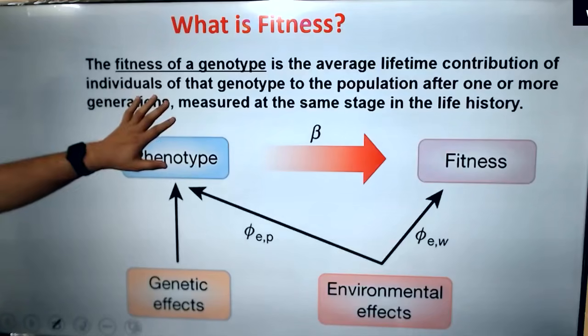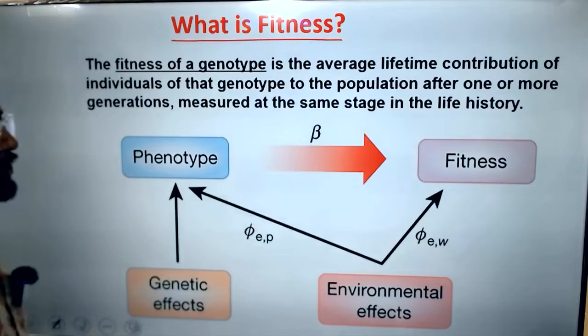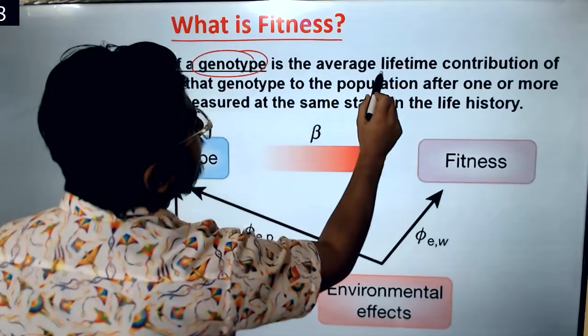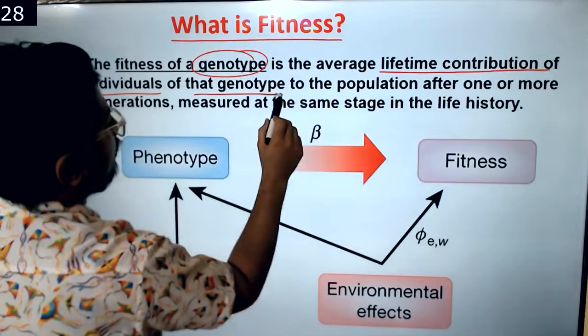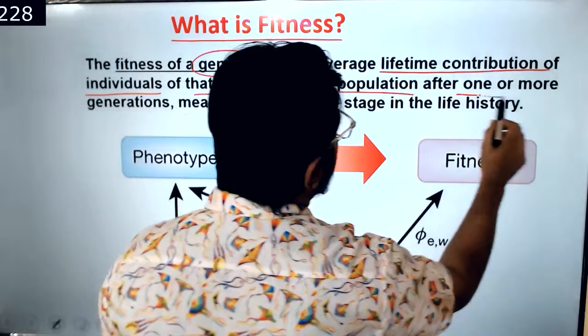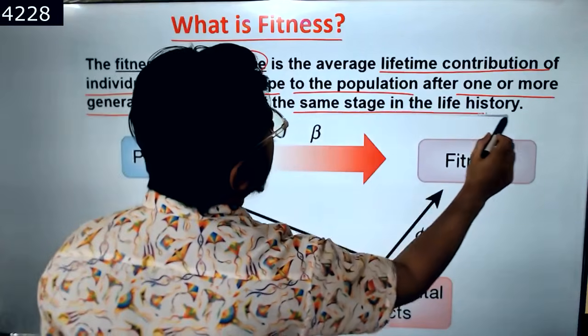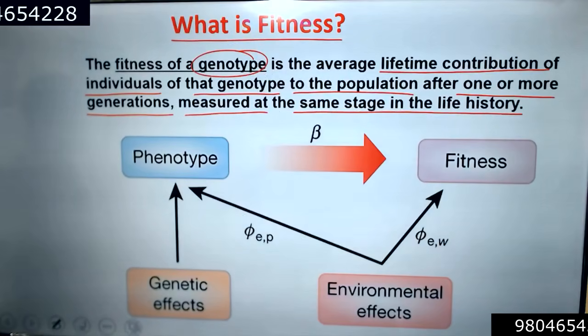So this is the definition of fitness. Very, very important. What is fitness? From an evolutionary point of view, the fitness of a genotype is the average lifetime contribution of individuals of that genotype to the population after one or more generations, measured at the same stage in the life history. It sounds complicated to understand. See, if you read it multiple times, you'll get the idea.